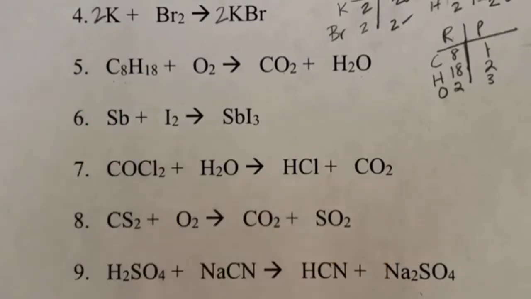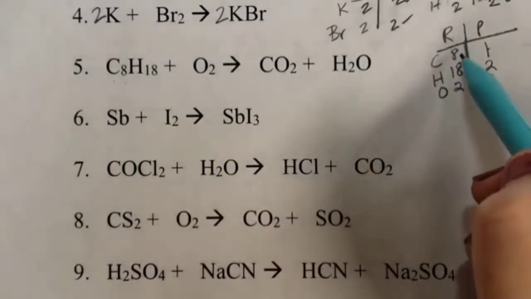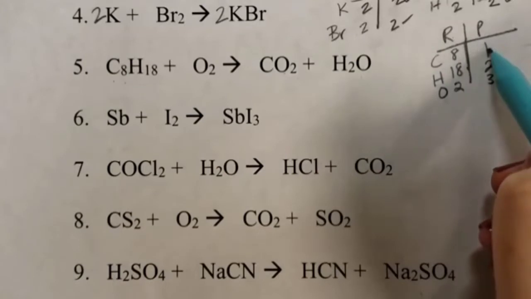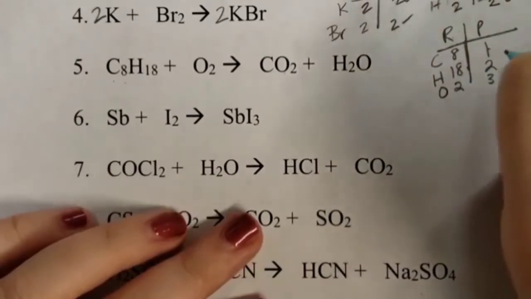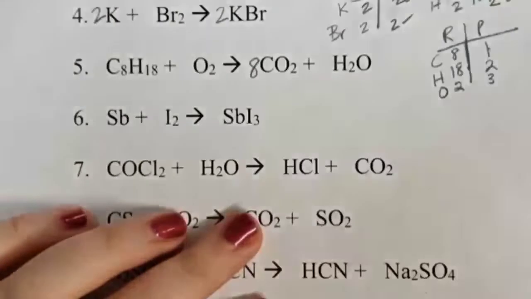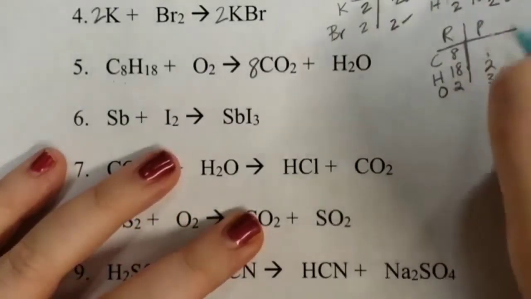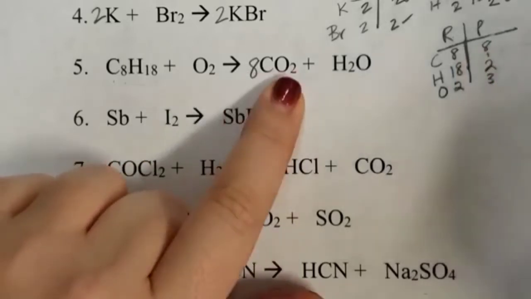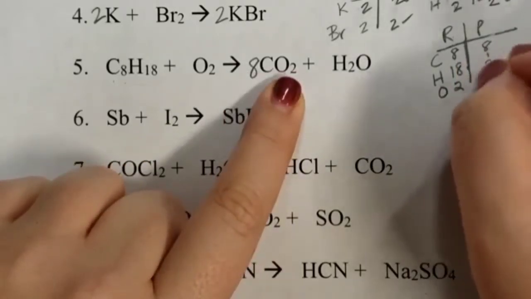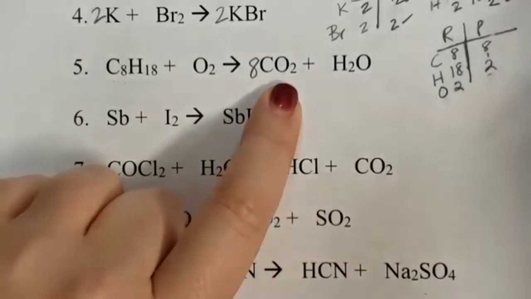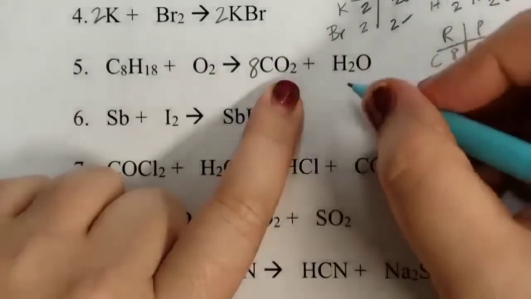Let's start with carbon, shall we? We have 8 on this side. We need 8 over on this side. So the easiest thing to do would be to multiply this times 8, which would make this 8. But it would also change our oxygens to, what's 8 times 2? 16 plus 1?